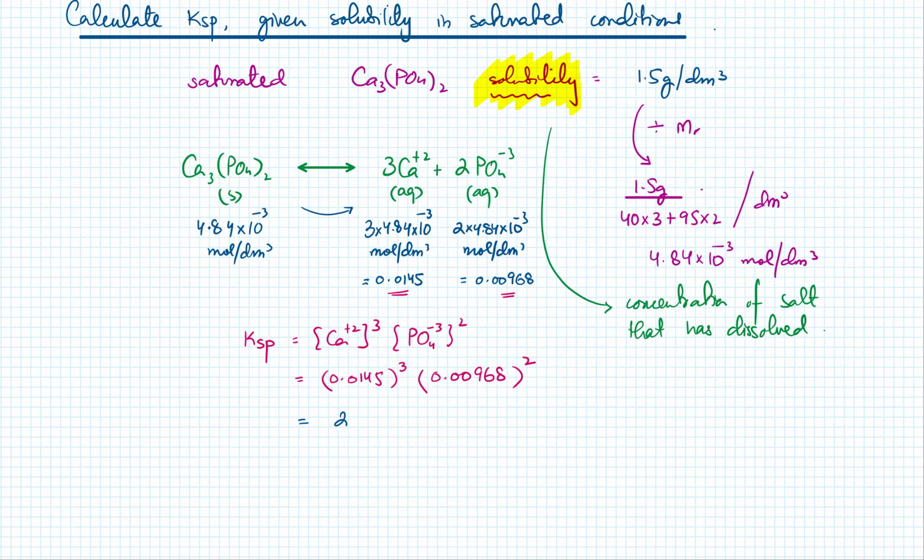2.856 multiplied by 10 to the power minus 10, right? And the unit is going to be what? It's going to be mol^5 dm^-15, I think. It's concentration cubed into concentration squared, so concentration to the power 5. So that's going to be mol^5 dm^-15. So that's type 1 of the question: you'll be given the solubility, and you will convert that solubility and find the value of Ksp. Is this clear? Type 1.